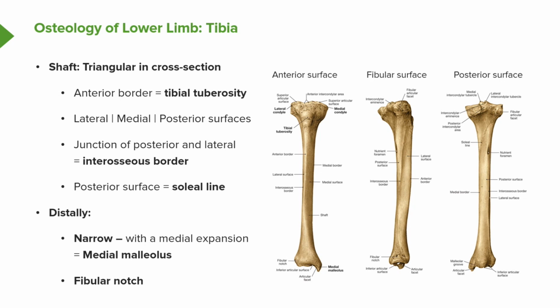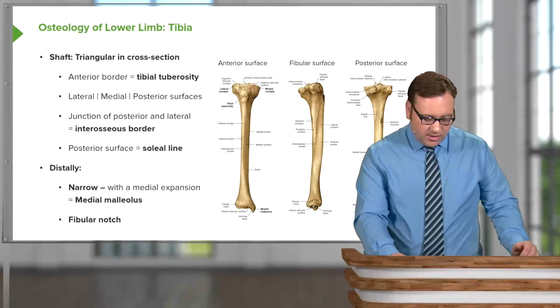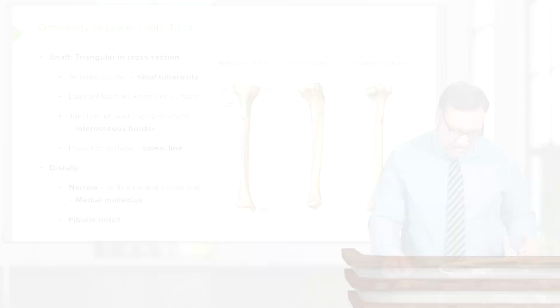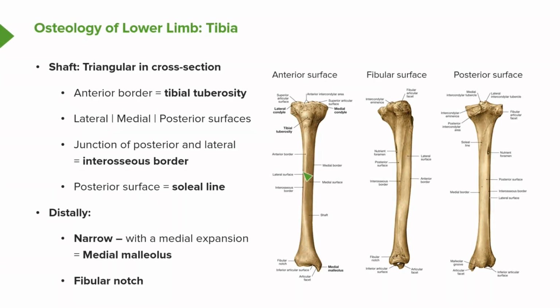The shaft of the tibia is triangular in cross-section. The anterior border, we find we have the tibial tuberosity, and then we have this rather sharp anterior edge. The lateral, medial, and posterior surfaces form this triangular shape in cross-section. So here we have the medial surface here running down towards the medial malleolus, and here we can see the lateral surface forming this sharp anterior border.